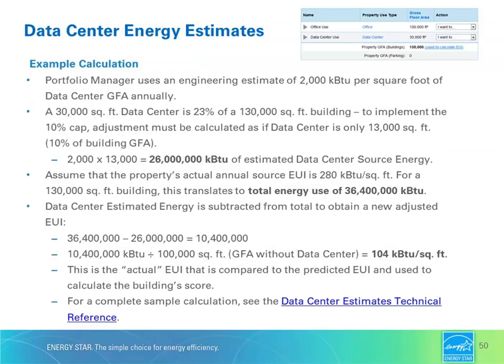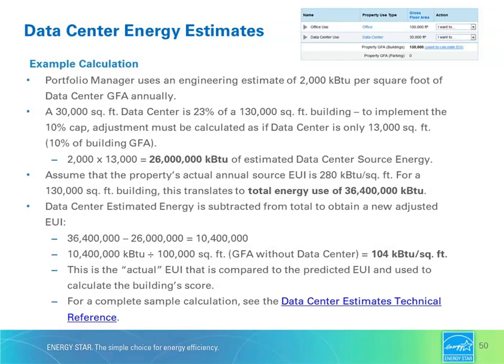So let's go through a sample calculation. Portfolio Manager estimates that a typical data center will use about 2,000 kBTU of total energy each year per square foot of data center space. So if we use the example from the screenshot here, and say we have a 130,000 square foot building, 30,000 square feet of which is a data center. So 30,000 square feet is about 23% of the total building gross floor area.